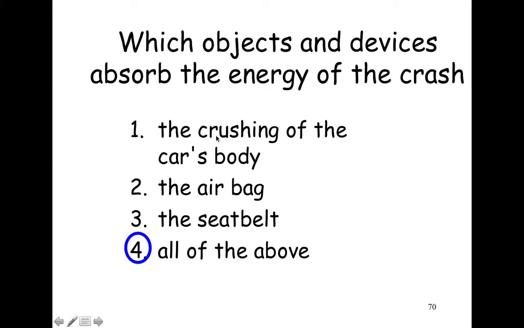The crushing of the car's body actually changes the angles that the force happens, so it pushes the force outward so it doesn't impact us directly. The airbag and the seat belts actually help to prevent us from continuing our forward motion, because that would actually hurt us a lot if we continued into the steering wheel.